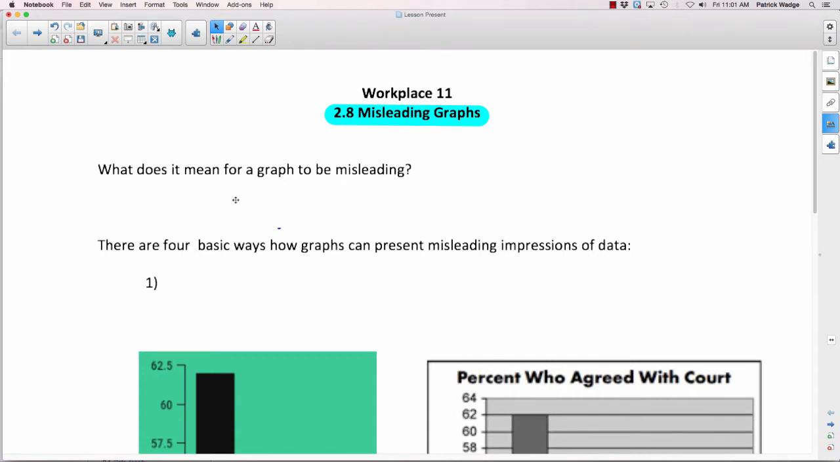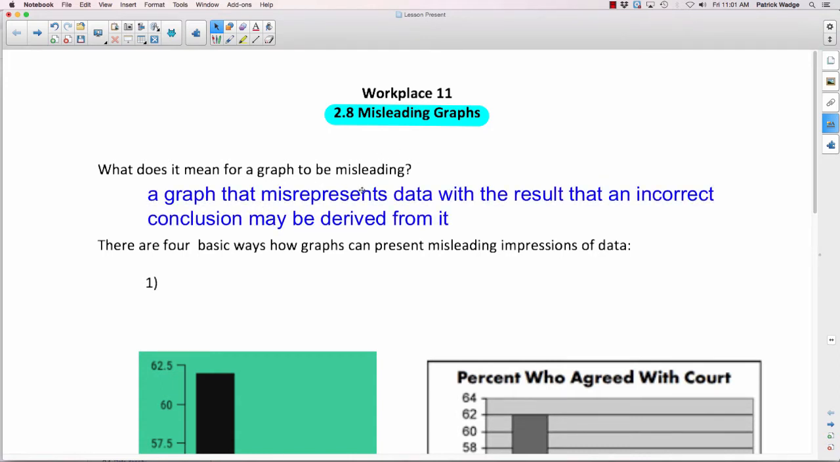So what does it mean for a graph to be misleading? It means that it misrepresents the data. It gives you data, but the data is presented in a way that doesn't match up with reality. So the result is that an incorrect conclusion may be derived from it. You may look at a graph and say, oh, look at that, people in Canada live longer. And then when you actually look at the data, you're like, wait a minute, no, that's not true. People in Canada, it's exactly the same, or we actually live less than some nations. I don't know, that was just a weird example I made up.